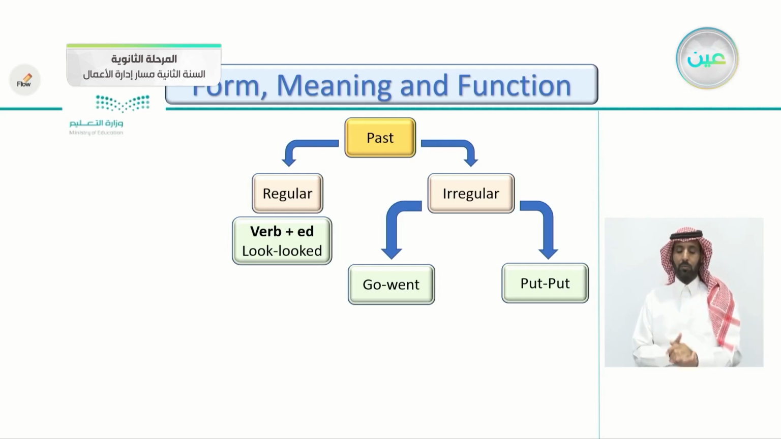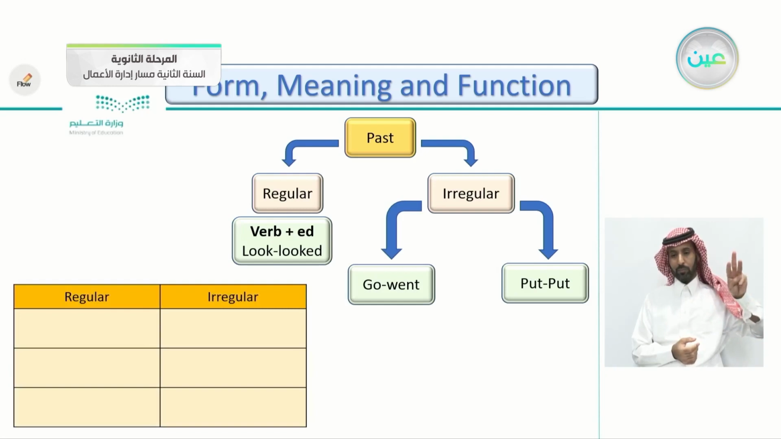The second part of the irregular verbs is where you change the whole verb. For example, go is went. We didn't add ed. We changed the whole word. Go is went. So can you give me more examples of the regular and irregular verbs?